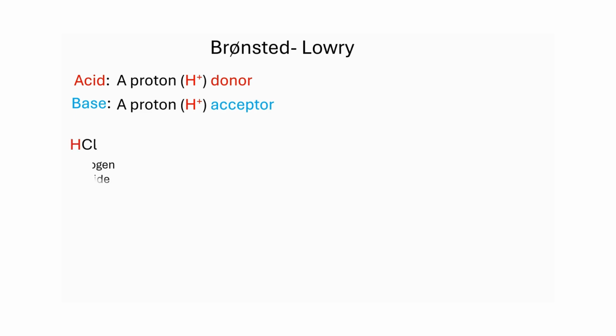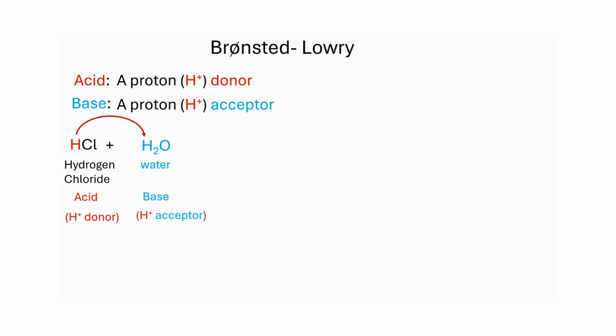So let's say we have HCl, which is hydrogen chloride. If that was to react with water, HCl is an acid, but for a different reason than we had seen from Arrhenius. Why do we say HCl is an acid? Because it can donate that proton. So the hydrogen would move from the HCl and be added to the water. Since water is accepting the hydrogen, it is referred to as a base according to this definition.